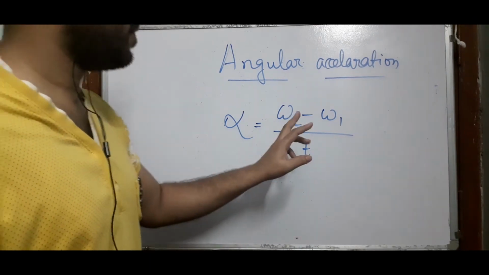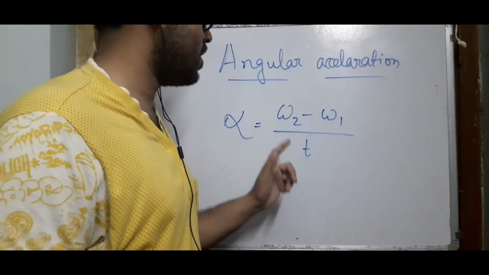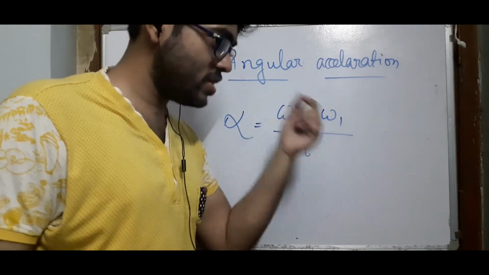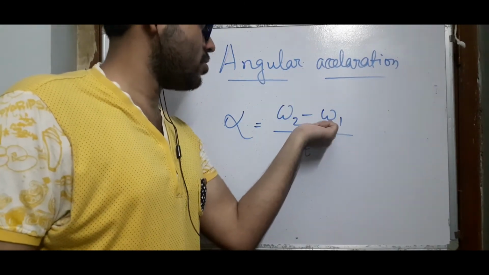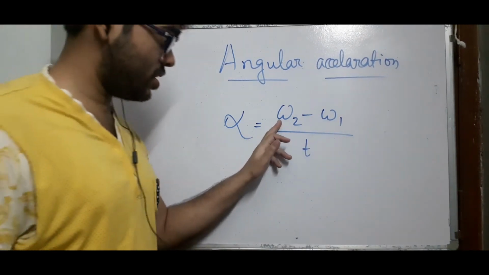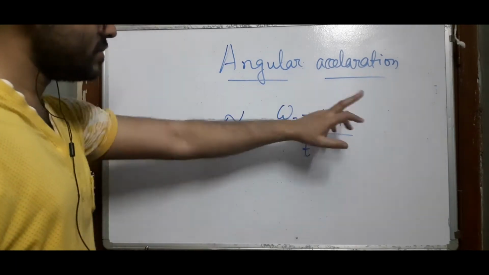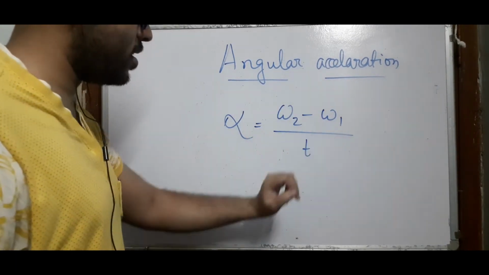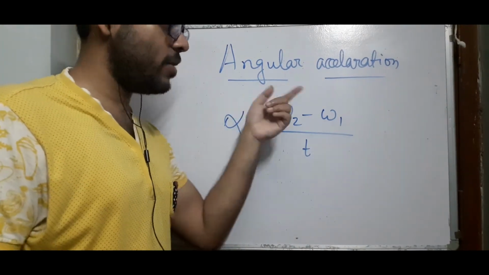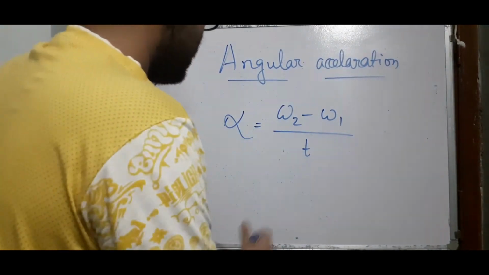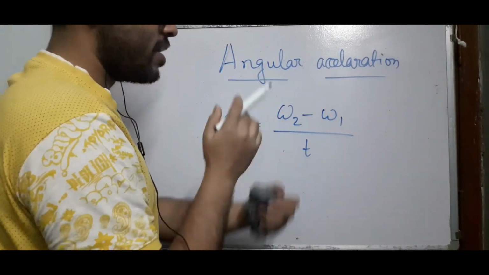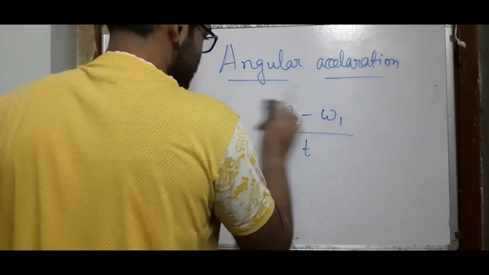Let us take, at an initial time, the particle was in a state which has an angular velocity omega 1. Then after time t it goes on to a state with angular velocity omega 2. So the angular acceleration alpha is (omega 2 minus omega 1) by t. If omega 2 is less than omega 1, then it will be angular deceleration, and if it is positive, then that is angular acceleration, and that will increase its angular velocity as time progresses.